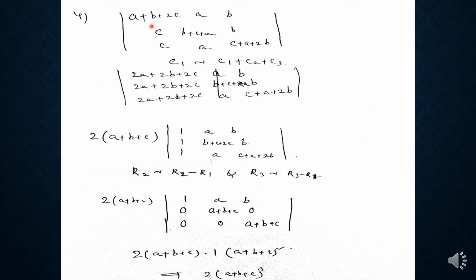So this becomes 2a plus 2b plus 2c. Here also 2a plus 2b plus 2c. Here also 2a plus 2b plus 2c. So what are the second column elements? a, b plus c plus 2a, a; b, b, c plus a plus 2b. So in this determinant, the first column elements are common. So by taking it as common, 2a plus 2b plus 2c, which can be written as 2 into a plus b plus c, into 1 1 1, a, b; b, c plus 2a, b; a, c, c plus a plus 2b.